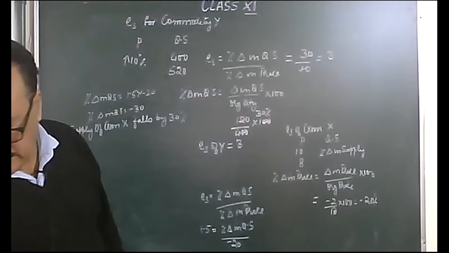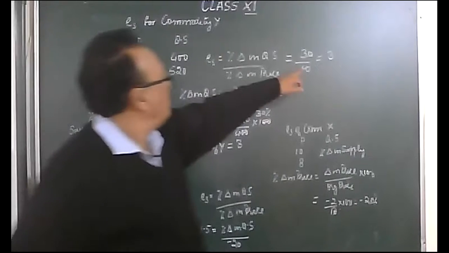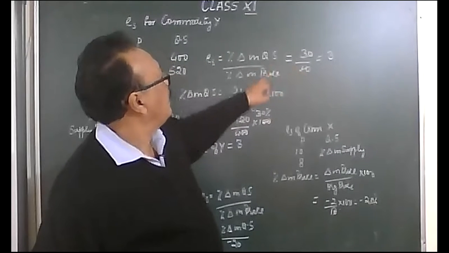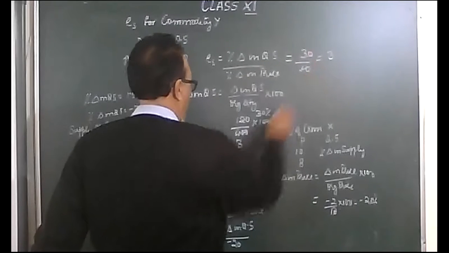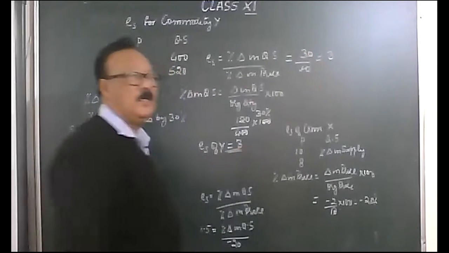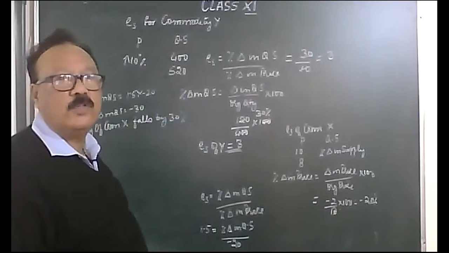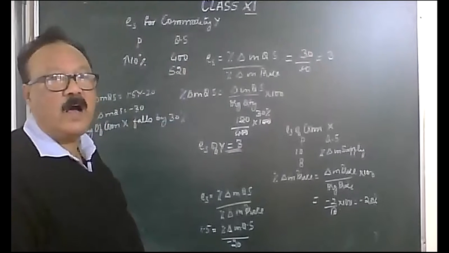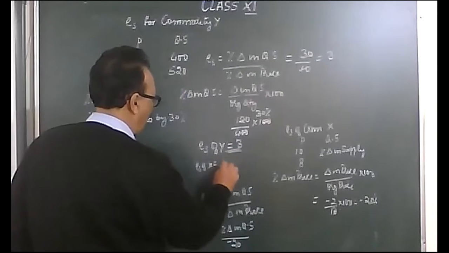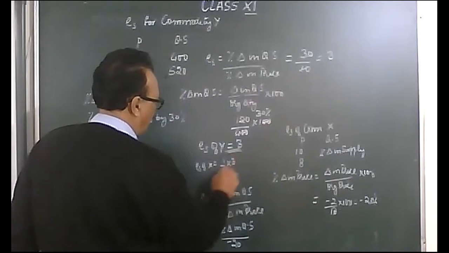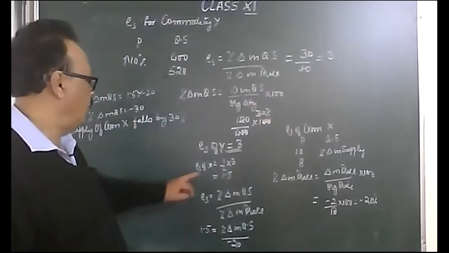Okay, 30%. That was 30 upon 10. Substituting this value of 30% over here, 30 upon 10 is equal to 3. That's how we got the answer. Elasticity of supply of Y is equal to 3. And we know X is half of that. So ES of X, half of 3 is equal to 1.5. This is for X.